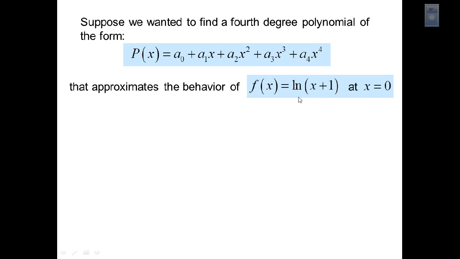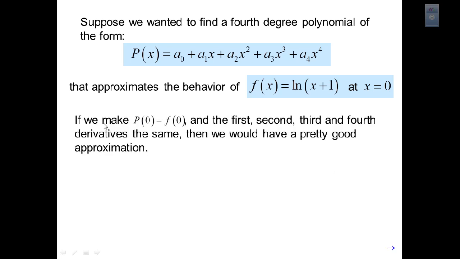I'm trying to think what they call it, transcendental function. That's what natural log and e are. They're transcendental functions. And it's going to behave like this transcendental function around x equals 0. Well, if we make p of 0 equal to f of 0, and the first, the second, the third, and the 4th derivatives are all the same, then we would have a pretty good approximation.